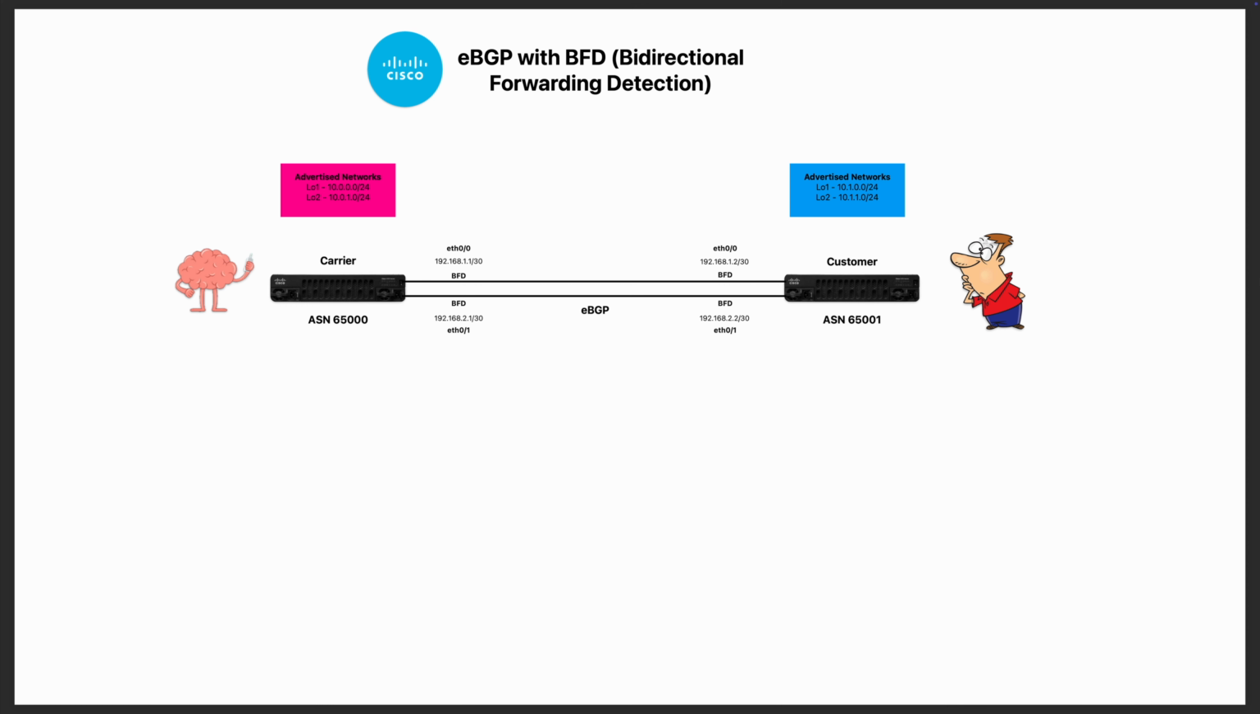So today we're going to be talking about BFD, also known as bidirectional forwarding detection, and the advantages it provides to your network. Let's get into the details.